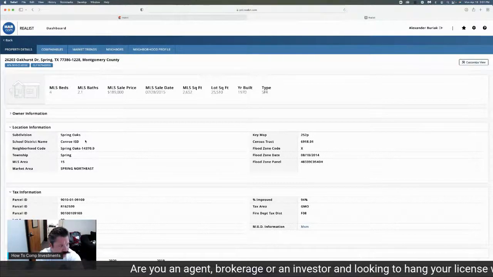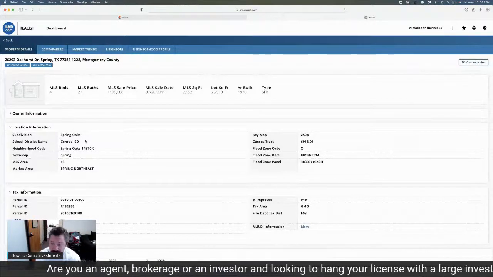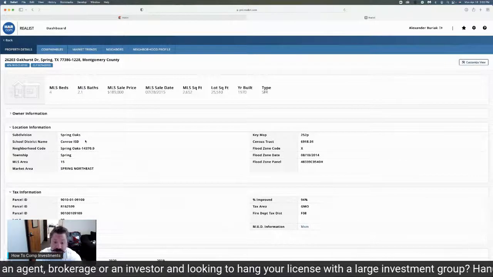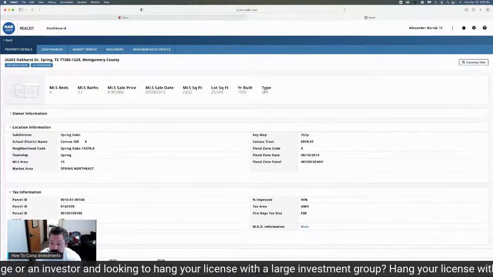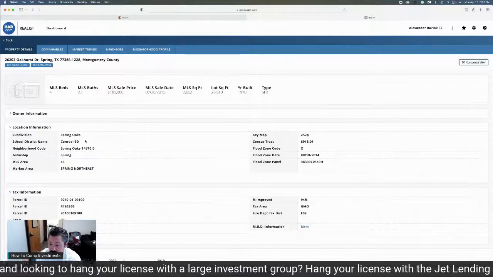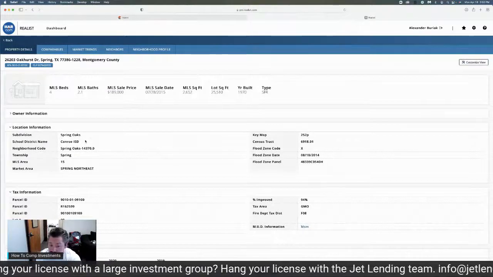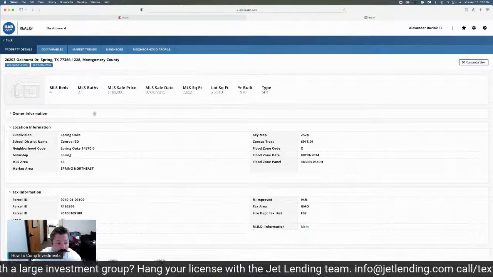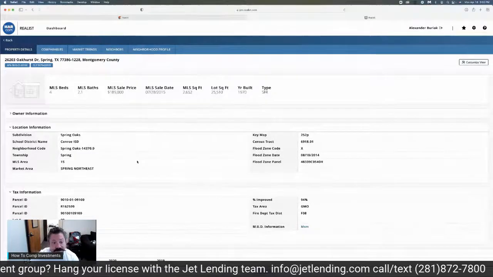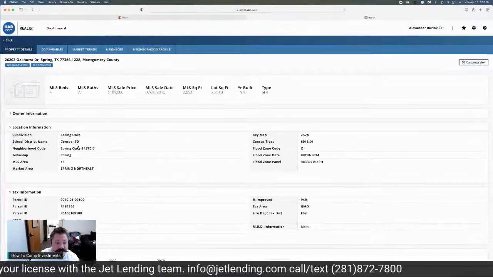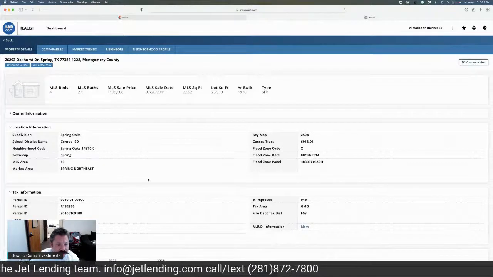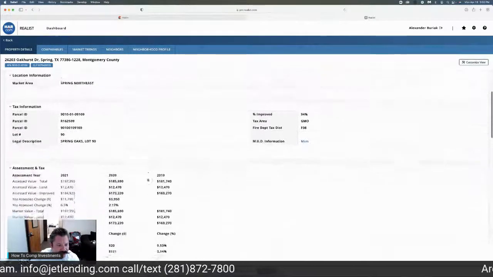All right, school district may not really change your value so much, but it's definitely going to change sometimes your days on market when you're trying to sell or refinance. Good school district, you're going to sell that pretty quickly or rent it pretty quickly. Bad school district, you may have some issues there. So always take a look at that. So this subdivision is called Spring Oaks. You can kind of look at that.